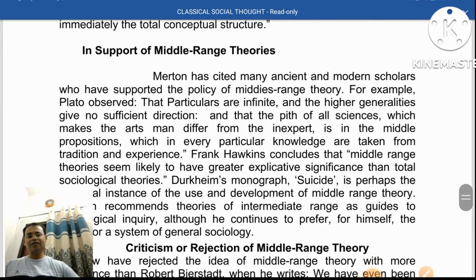In support of middle-range theory, Merton has cited many ancient and modern scholars who have supported the policy of middle-range theory. For example, Plato observed that particulars are infinite and higher generalizations give no sufficient direction, and that the pith of all science, which makes the man of art differ from the inexpert, lies in the middle propositions.